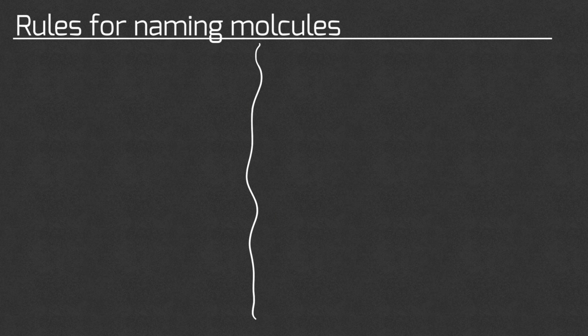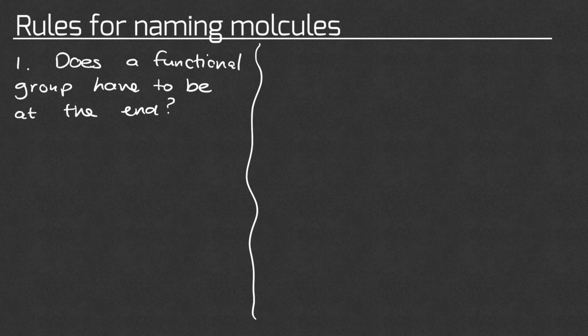We're now going to look at the rules for how to name molecules, and we're going to work through a series of examples to put those rules into practice. The first thing to look for is, does a functional group have to be at the end? We've looked through a few examples already, things like aldehydes and carboxylic acids, which have to go at the end of the molecule.